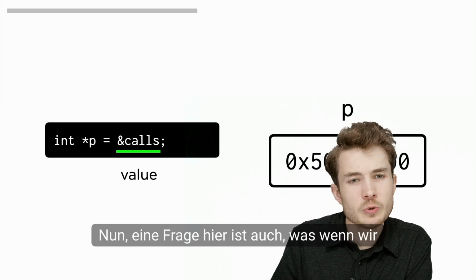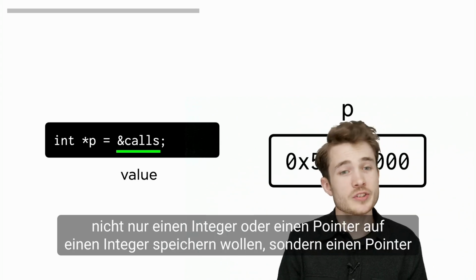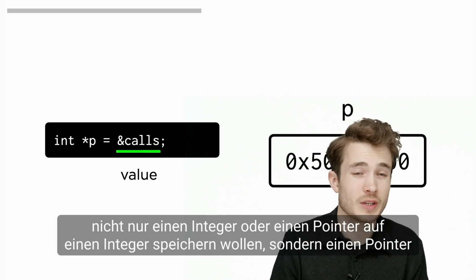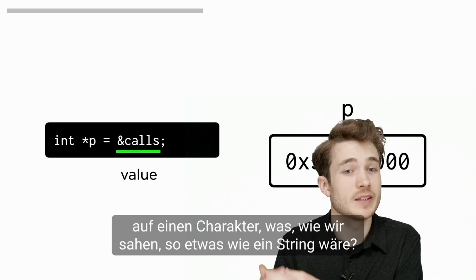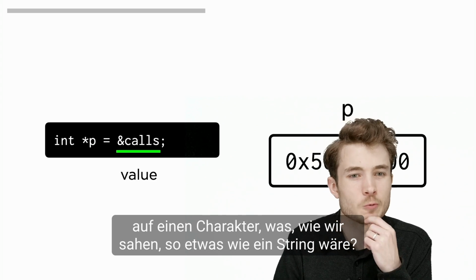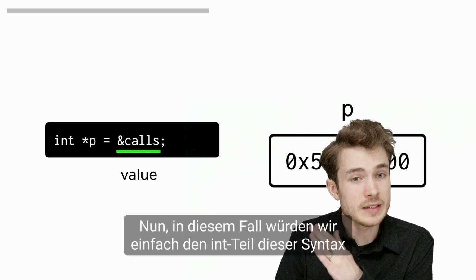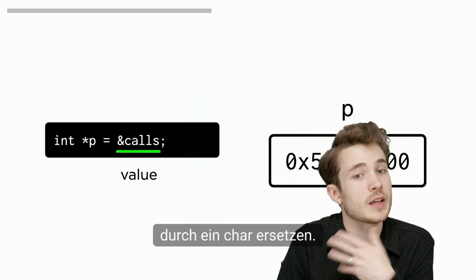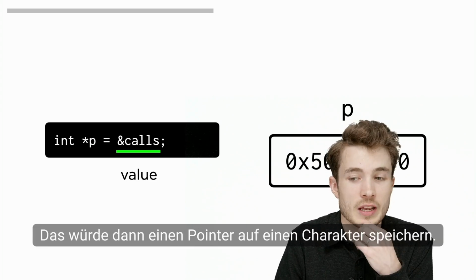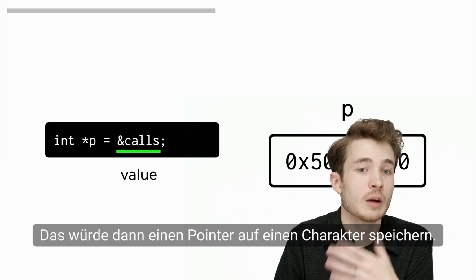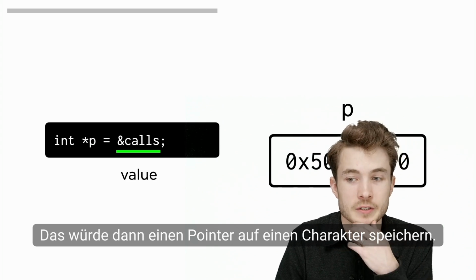Now a question here too is, what if we wanted to store not just an integer, or a pointer to an integer, but a pointer to a character, which as we saw is kind of like what a string would be? Well, in that case, we'd simply replace the int part of this syntax with a char, C-H-A-R. That would then store a pointer to a character.